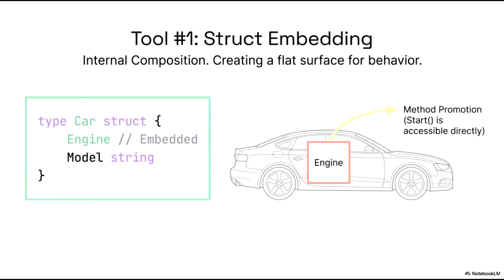Struct embedding is our first tool, representing a form of internal composition that establishes a flat surface for behavior. By embedding the engine type directly within the car struct, we enable a feature known as method promotion. As illustrated here, any methods belonging to the engine, such as a start function, become accessible directly on the car instance, streamlining the interface and enhancing code clarity.